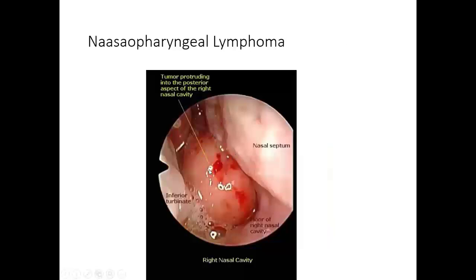Lymphomas can also happen in the nasopharynx, but it will have a smoother swelling, might grow into the nose and also erode into the skull base posteriorly. You see the appearance of a lymphoma, smooth swelling, the nasal septum, so lymphoma going into the nasal cavity.